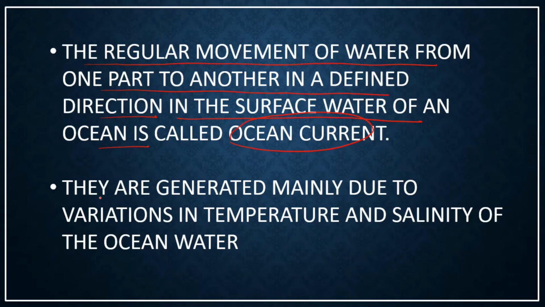Another very important part of the definition is they are generated mainly due to two important variations. Two factors are important for the generation of ocean currents. They are temperature and salinity.